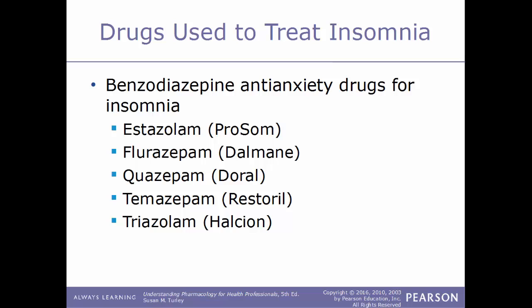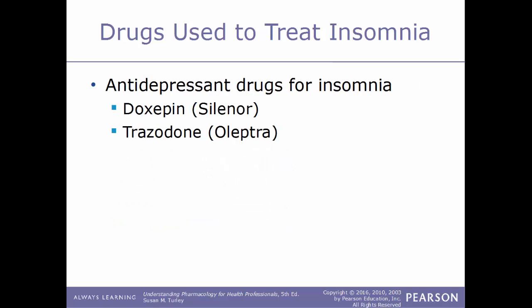Some examples of this kind of drug are estazolam, known by its trade name ProSom, flurazepam, also known by the trade name Dalmane, quazepam, also known by the trade name Doral, temazepam, also known by the name Restoril, and also triazolam, known by its trade name Halcion. Another category used to treat insomnia would be antidepressant drugs, such as doxepin, better known by its trade name Silenor, and trazodone, also known by its trade name Oleptro.